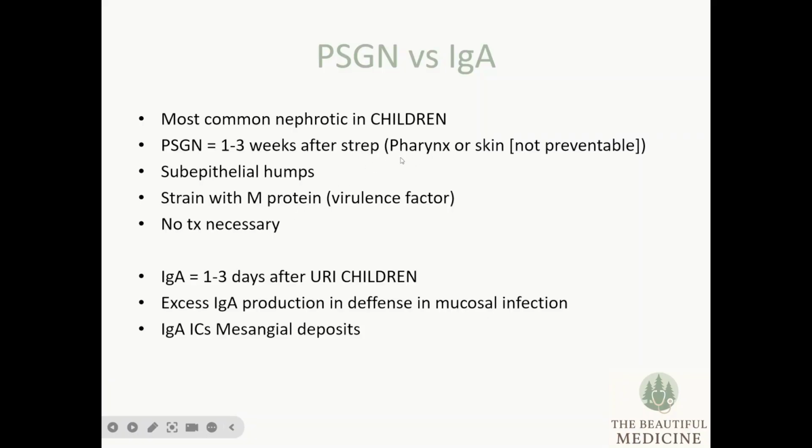So in this case, post-Streptococcus pyogenes, group A, because group B, of course, is for babies. You can have a pharynx or skin infection, but skin is not preventable, and pharynx actually is. If you treat the pharynx, you won't get the problem in the kidney.